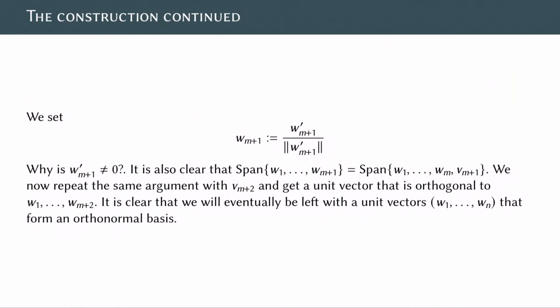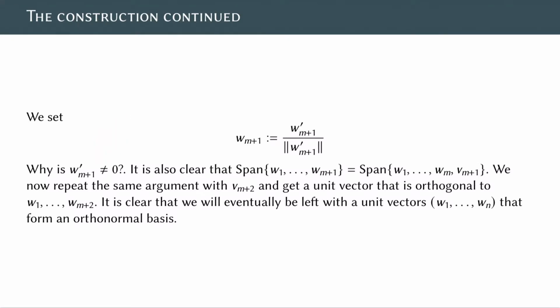Okay, now we have to set Wm plus 1 to be equal to W prime m plus 1 by norm of W prime m plus 1 to make sure that this becomes a unit vector. Once you do this, this will become a unit vector. I'm going to leave a question for you to ponder over and figure out: why is W prime m plus 1 not equal to 0?